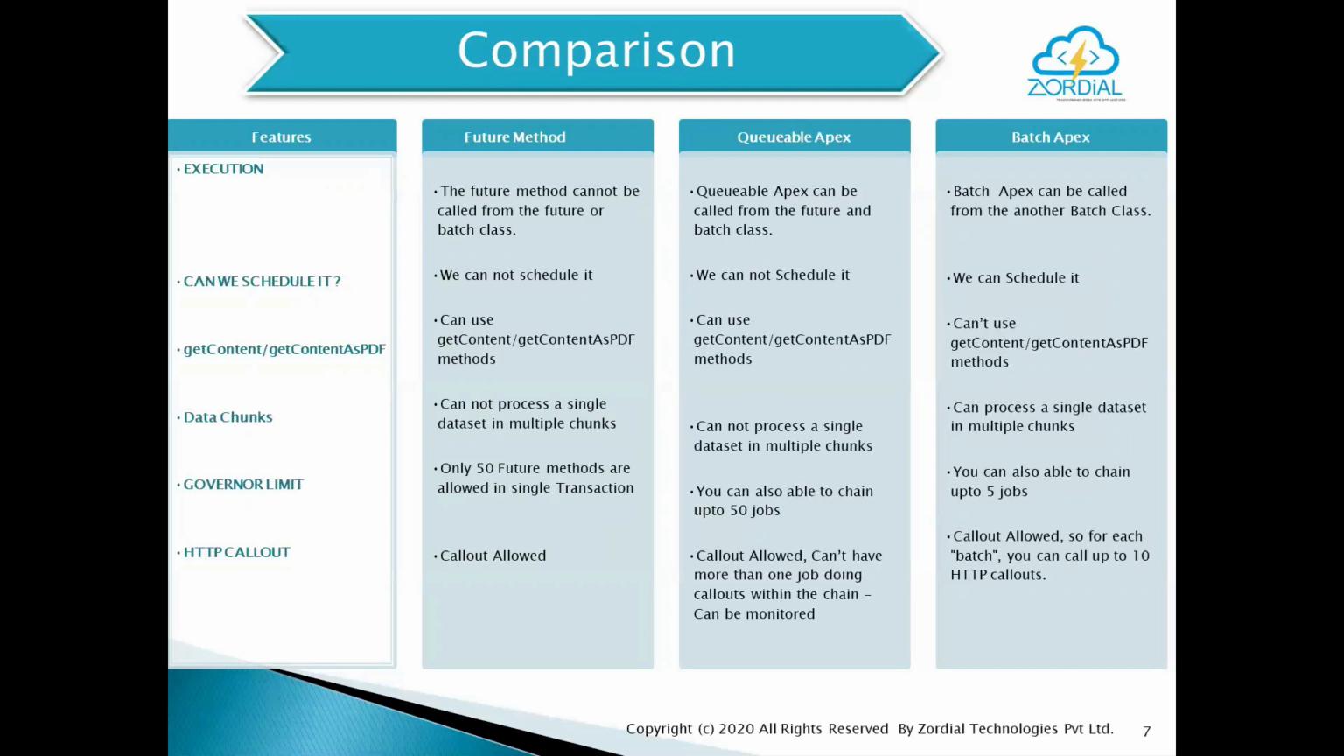HTTP callout. Future methods allow the HTTP callout, and it's the main usage of the future method. In Queueable Apex we can also do the callout, but there's a limitation that in one chain there can only be one callout at a time. Let's say we have 3 classes in a chain, and the second class has used the HTTP callout, then the third one or the first one cannot use the HTTP callout.